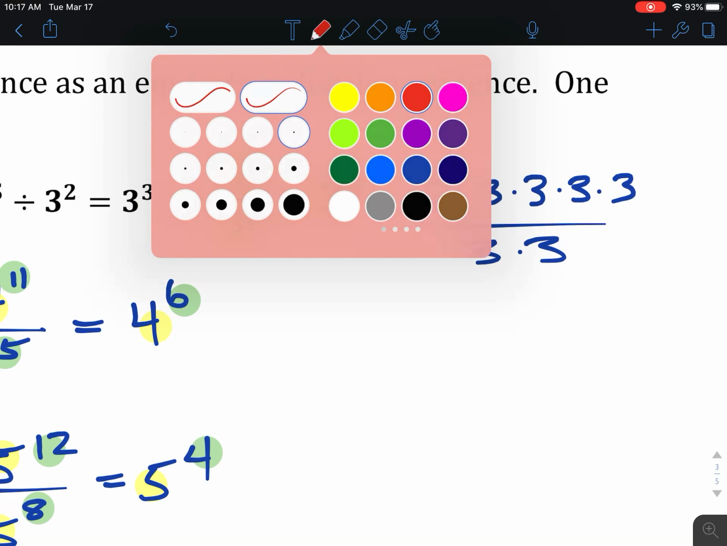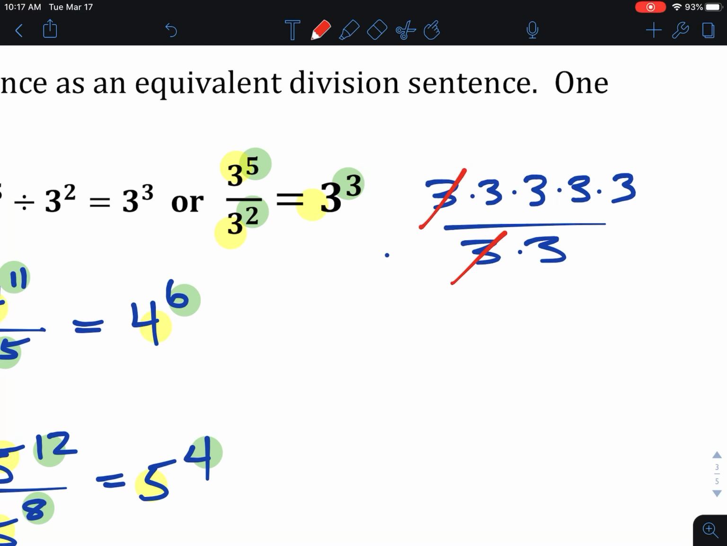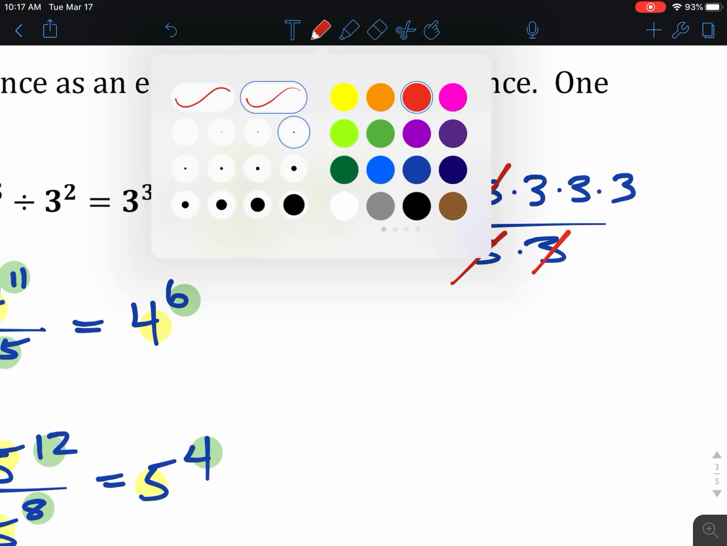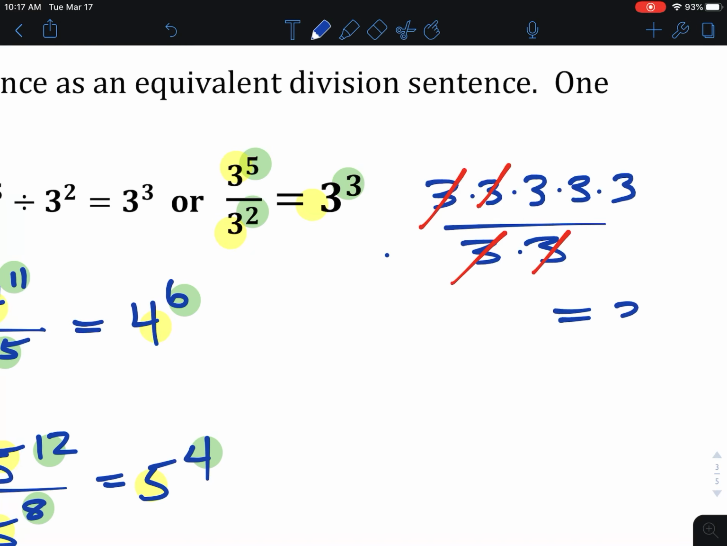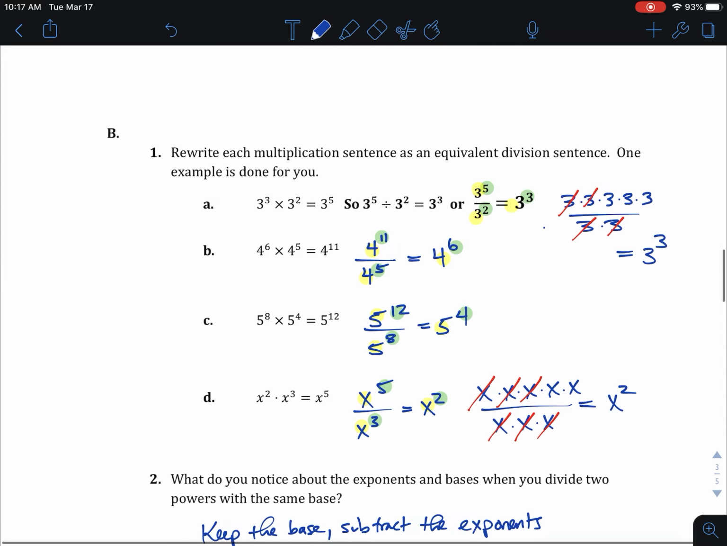And what happens? Well, one 3 on the top and one on the bottom cancel out a couple of times, and you're left with how many left? Well, I see 3 left, which is why it's 3 cubed. Okay, so that's why when we're dividing, we actually subtract the exponents, but don't forget to keep that base. We still need the base to stay the same.